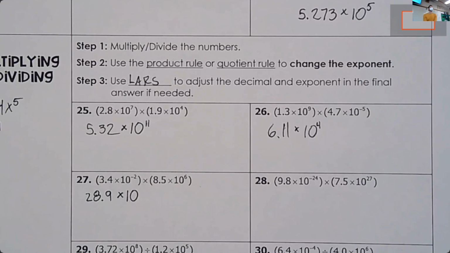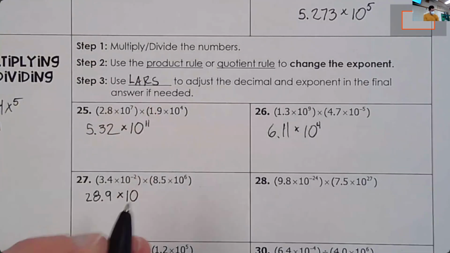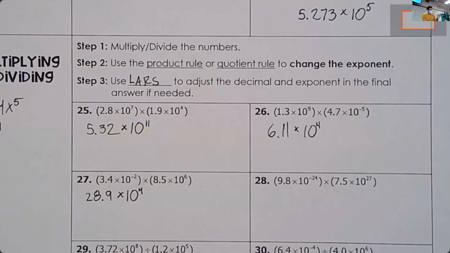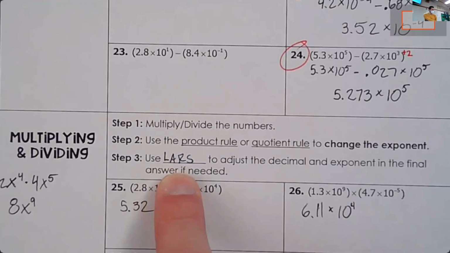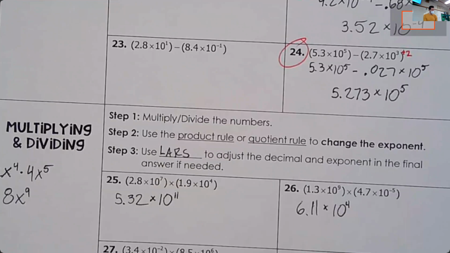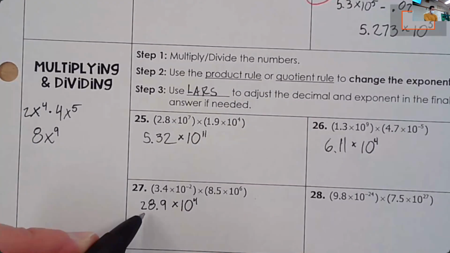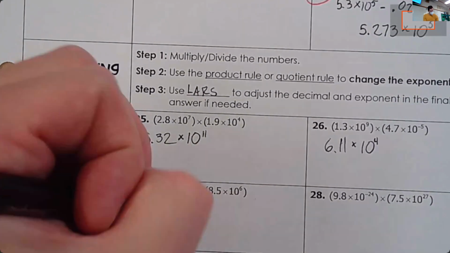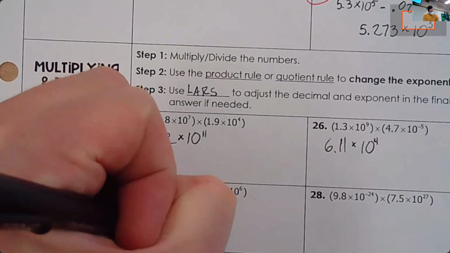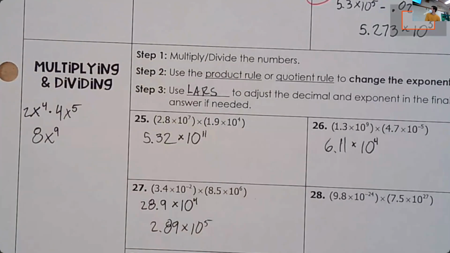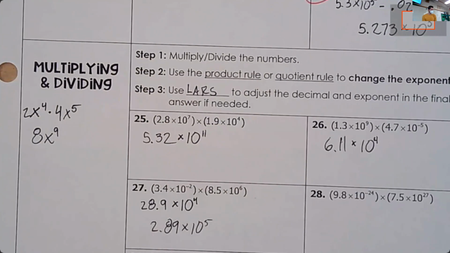Was it? 4, yeah. Negative 2 plus 6, 4. Now, this is not yet in scientific notation because this first number is more than 10. So we have to move the decimal to the left. And our LARS says if you move it to the left, you add to the exponent by however many places you move the decimal. So we move it 1 to the left, so we add 1 to the exponent. So that would be 2.89 times 10 to the fifth power. Move to the left 1, add 1 to the exponent. So that's it for 27.